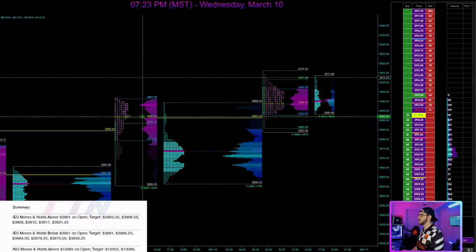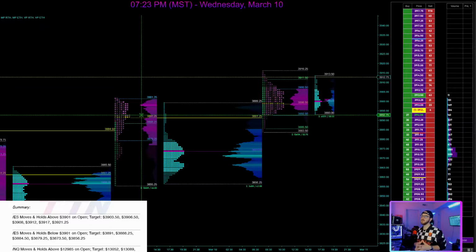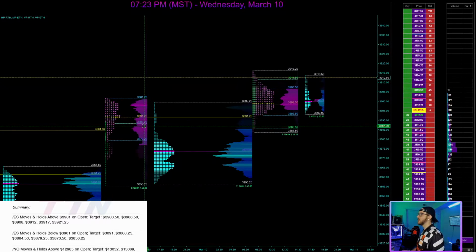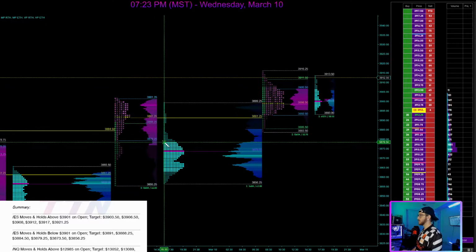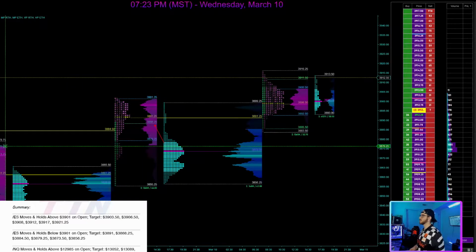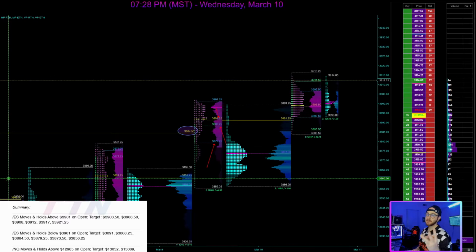That was yesterday's point of control. We also got the 3888.25 level hit. That was right here. That was the initial balance high from yesterday's regular trading hours session, 3888.25. And the third level that we got hit was the 3884.50 level.